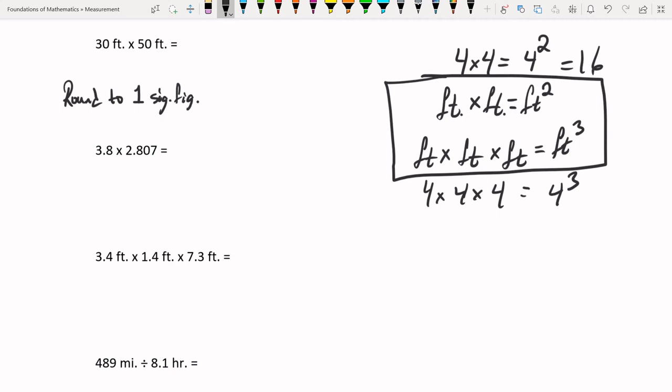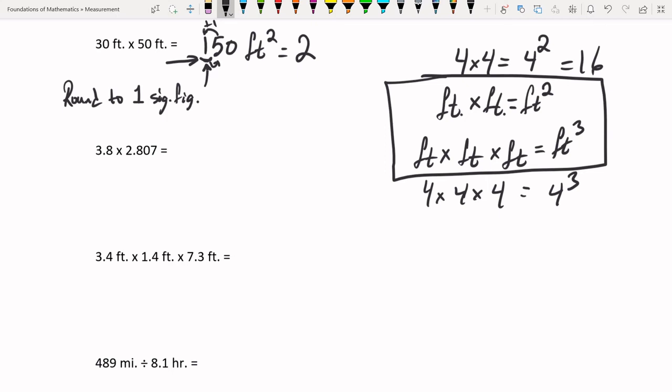Okay, back to our problem. 30 feet times 50 feet is 150. Foot times foot is foot squared, or square foot, whatever makes sense to you. And we have to round a number to one significant figure. You always count from the left to right, so we're going this way. We have one place right here, and we can stop because we need to round to only one place. So we have to round to this place. Okay, the next one, is this 5 or greater? Yes, it is. We add 1.